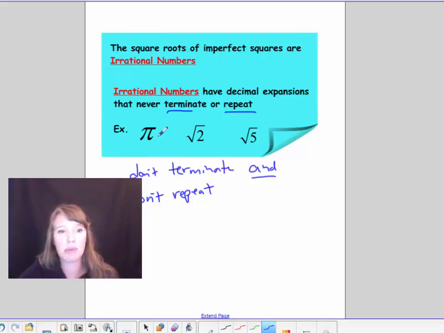Some classic examples are pi, which is the ratio of a circle's circumference to its diameter. It doesn't terminate and it doesn't repeat; the decimal expansion goes on and on forever. When we take the square root of a number that is not a perfect square, we get these weird irrational numbers too. The square root of 2 was the first one really discussed in mathematics, and the square root of 5 quickly came afterwards. It turns out that anytime you take the square root of a number that's not a perfect square, you get an irrational number.